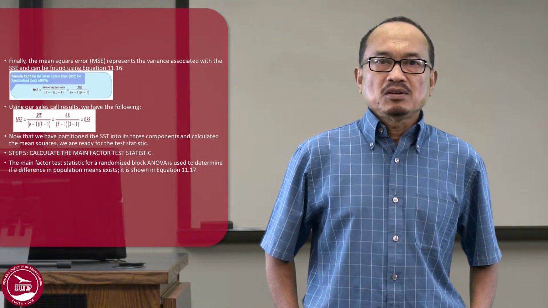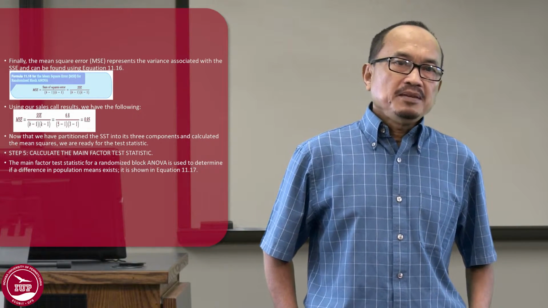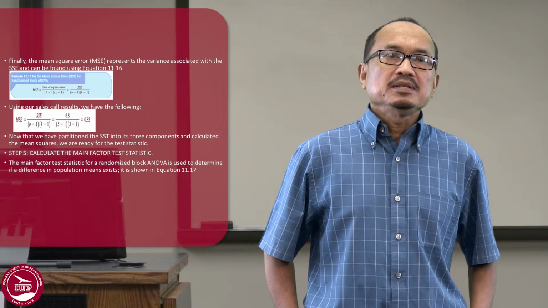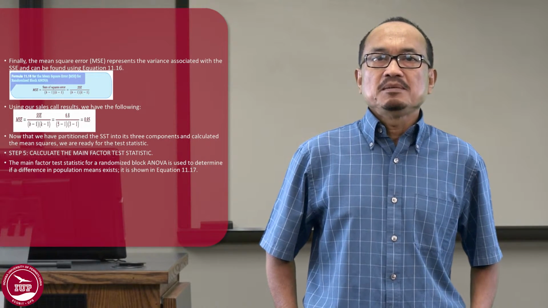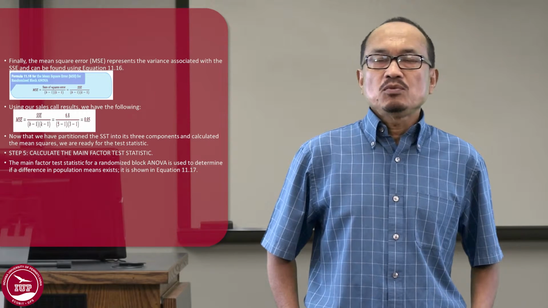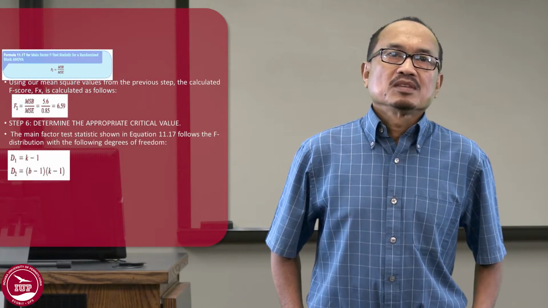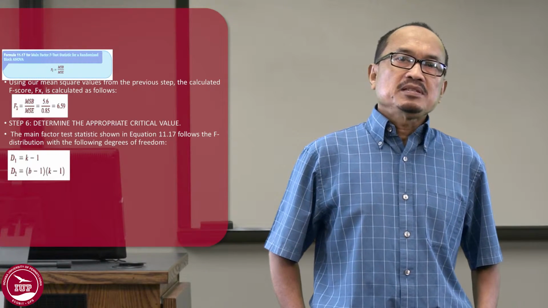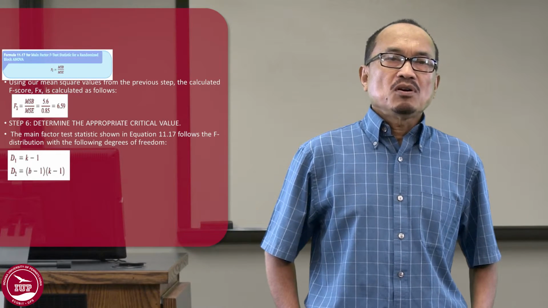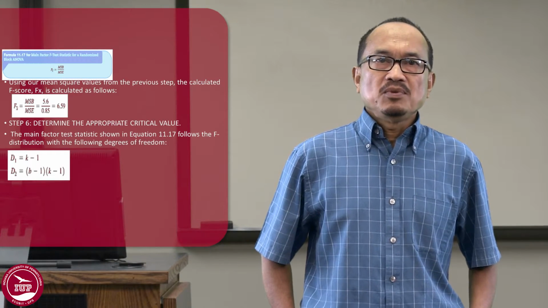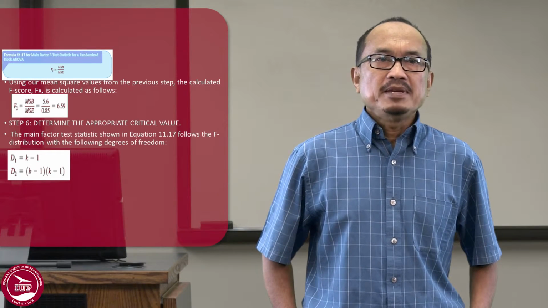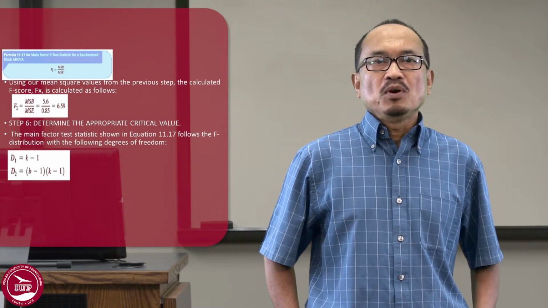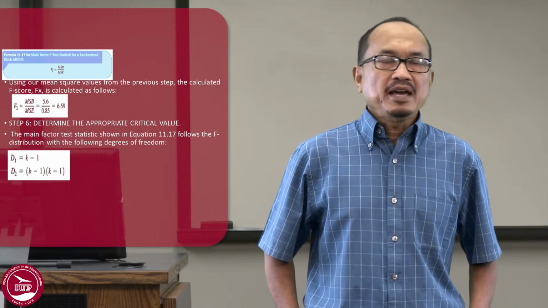Step 5. Calculate the main factor test statistic. The main factor test statistic for a randomized block ANOVA is used to determine if a difference in population means exists. It is shown in equation 11.17. Using our mean square values from the previous step, the calculated F-score or Fx is calculated as follows. Fx is equal to MSB divided by MSE equal to 5.6 divided by 0.85 equal to 6.59.